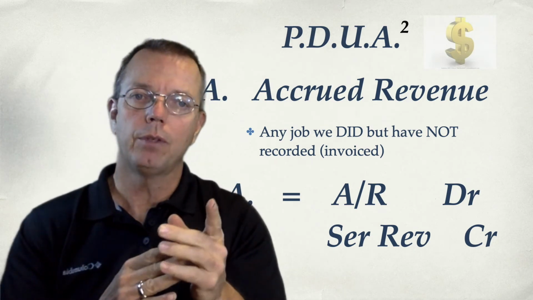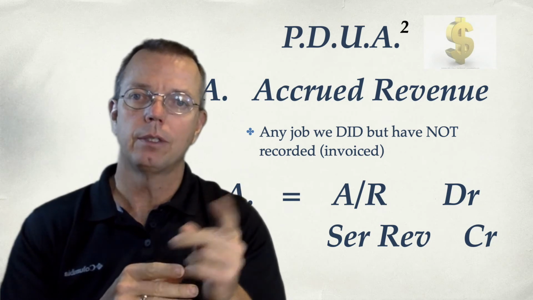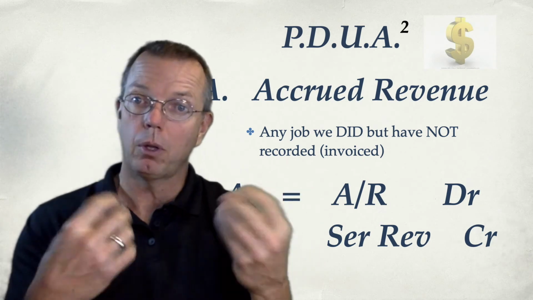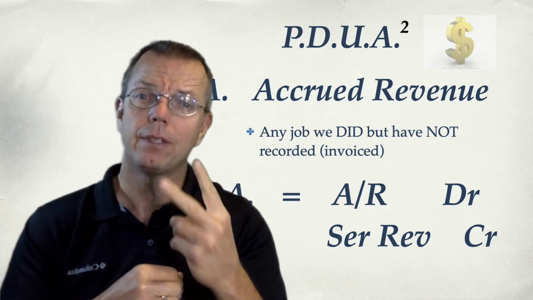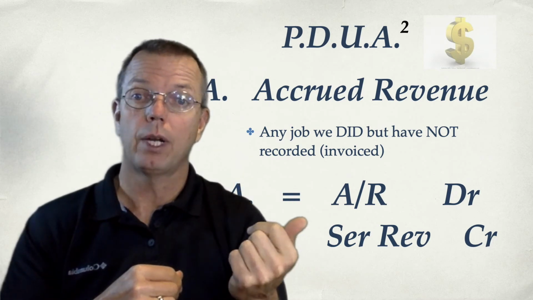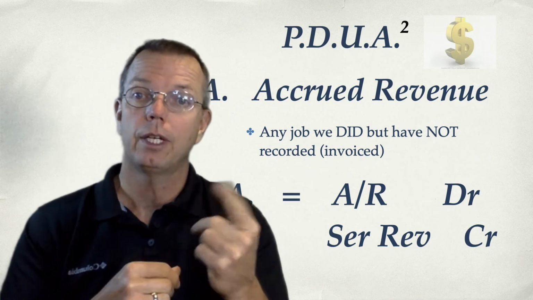So for accrued revenue, the two accounts that you're going to be looking at are accounts receivable, right? People owe us money. So that's a debit, so it gets done first. And the second is service revenue, and that's a credit, so that's second. Okay, so let's look at an example.